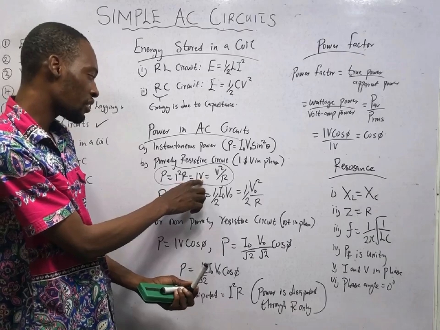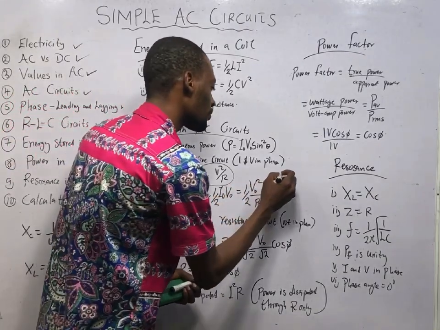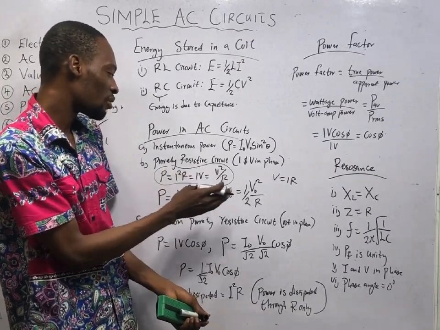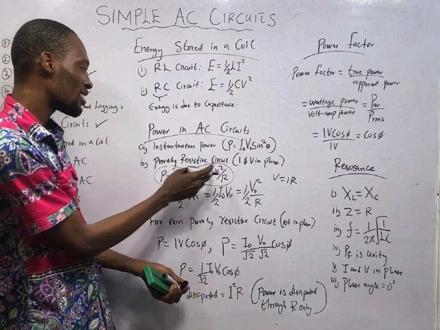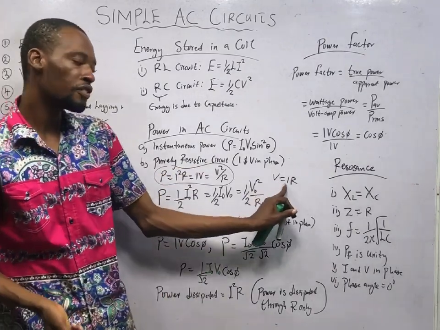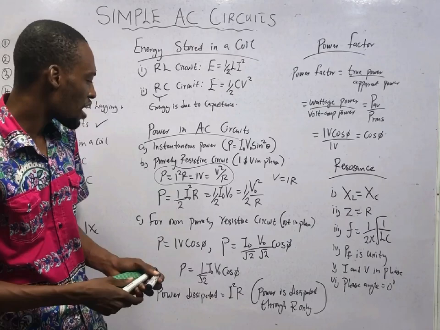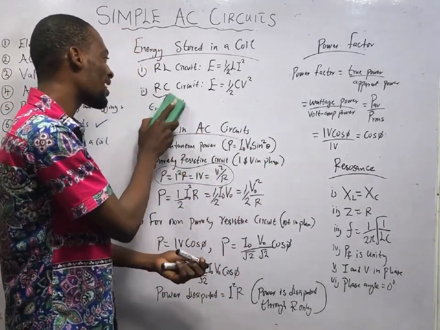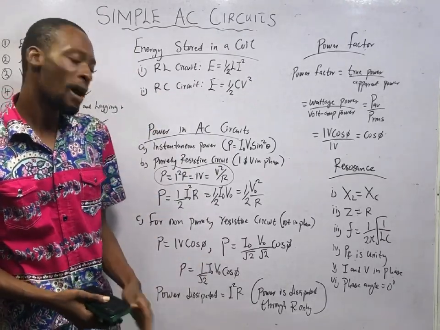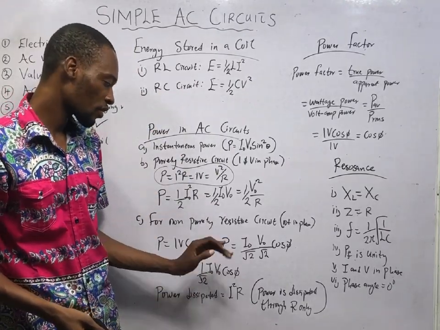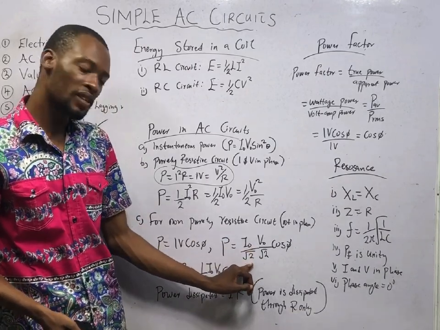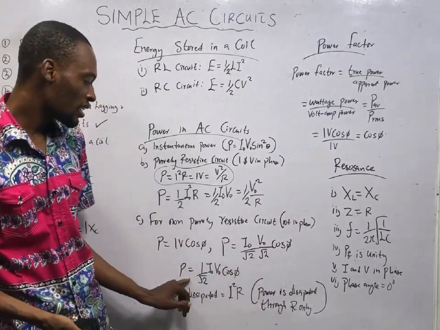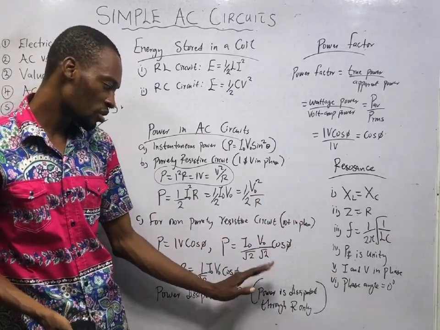P is equals IV. V is equals IR. So here will be IV, I times IR. That is I squared R. This and this are gotten from here, and from V is equals IR. And for non-purely resistive circuits, which is where the current and the voltage are not in phase, in that case, power is IV cos phi, or power is I naught over root 2 times V naught over root 2 cos phi, or power is 1 over 2 I naught V naught cos phi.